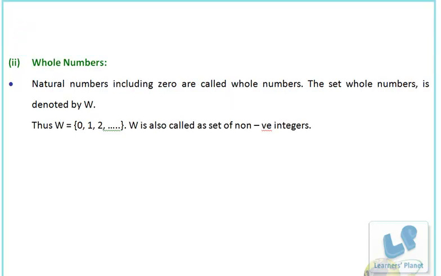Next is whole numbers. Whole numbers are nothing but natural numbers, but one more element is there in the set, that is 0. So if 0 and the set of natural numbers are clubbed, the set of whole numbers is obtained, right? So natural numbers including 0 are called whole numbers. The set of whole numbers is denoted by W. So W is 0, 1, 2 till infinity. From 1 to infinity, the numbers are called natural numbers, and apart from natural numbers, we have one more element, 0, over here. So in the set of whole numbers, there is one extra element from natural numbers, right?